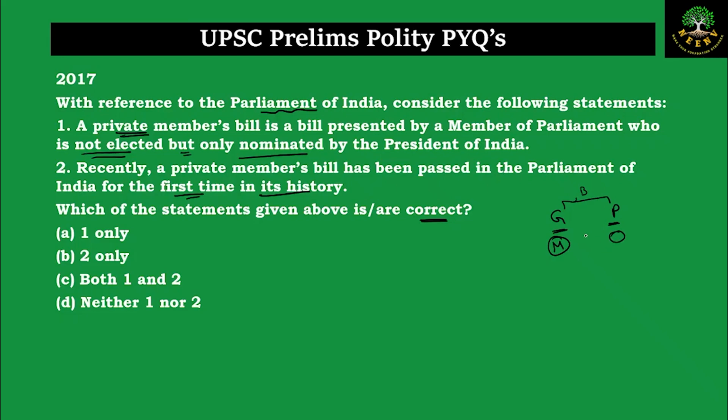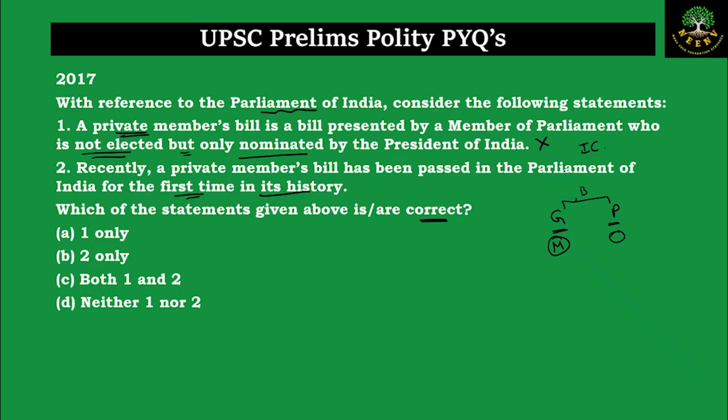So statement 1 is saying that a private bill is a bill which is presented by a person who is not elected but who is only nominated. No, that is not the meaning. A private bill is a bill which is presented by a person who is not a minister. So statement 1 is incorrect.